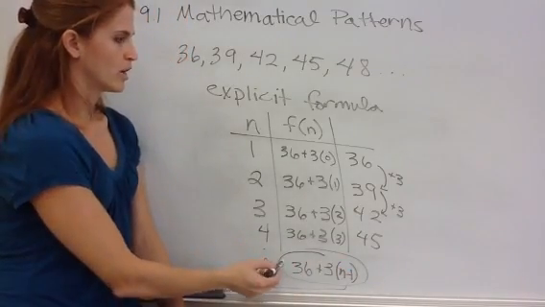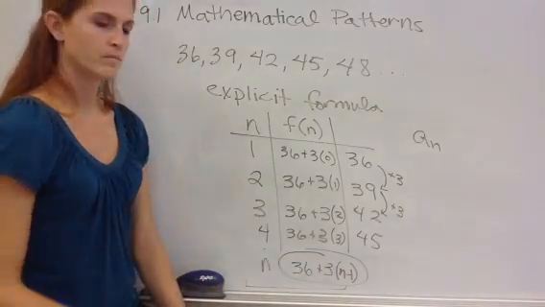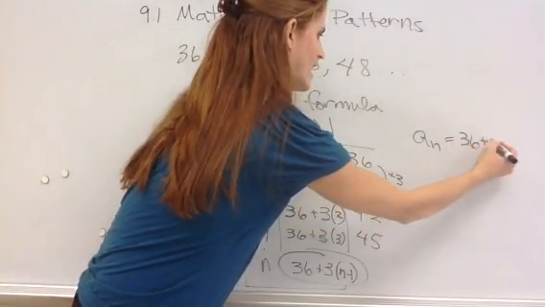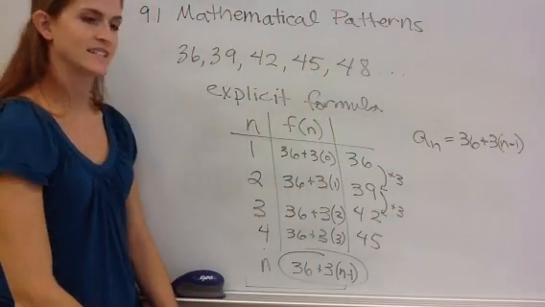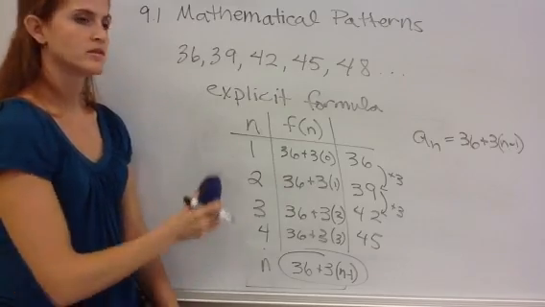So what we do is we write this as a sub n. For any nth term, we're going to have 36 and add 3 times n minus 1. That's going to be our explicit formula. Let's do a few more examples.